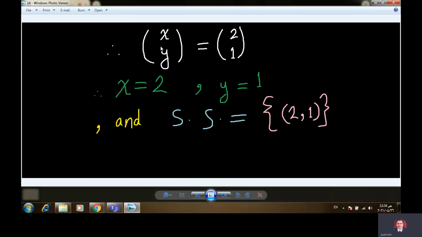The matrix of elements x and y equal the matrix of elements 2 and 1. Therefore, x equal 2 and y equal 1. And the solution set equal this set, which consists of the ordered pair 2 and 1.